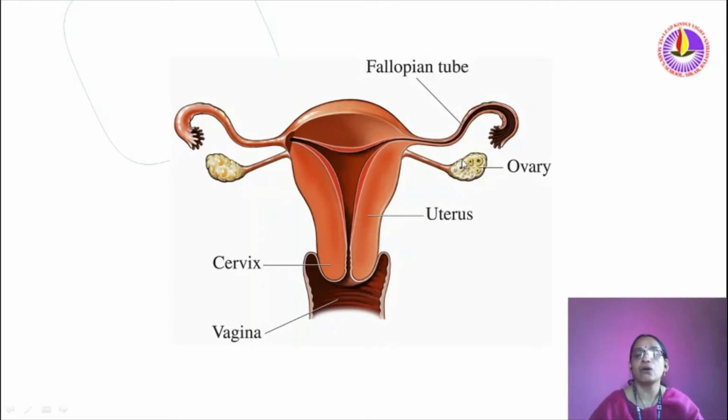Here are the two ovaries, left side and right side. The left side shows the external structure and the right side shows the internal structure. This pear-shaped structure is called the uterus. This area is called the cervix, and this muscular organ is called the vagina. These are the important parts of the female reproductive system.